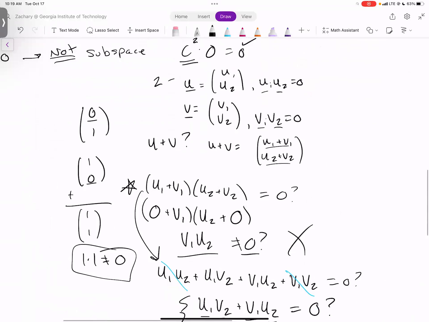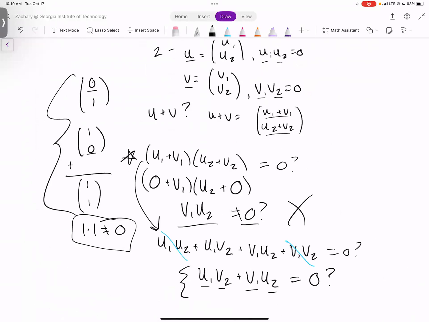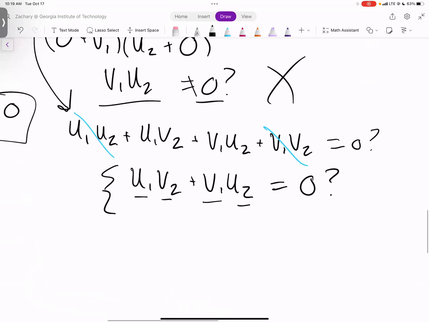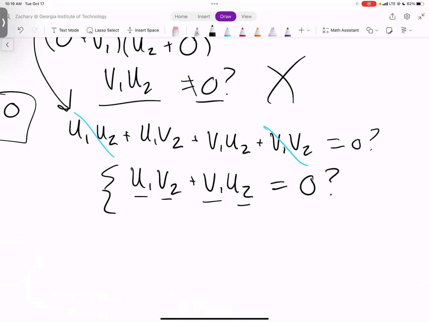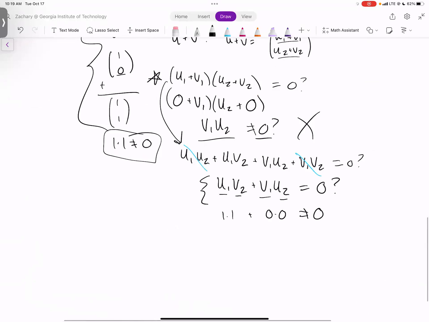You can think of it just like these vectors here, okay? We pick u1 and v2 to be non-zero, maybe we pick them both to be 1. And we pick v1 and u2 to both be 0. So again, this is no longer 0. So that's why it is not closed under addition.